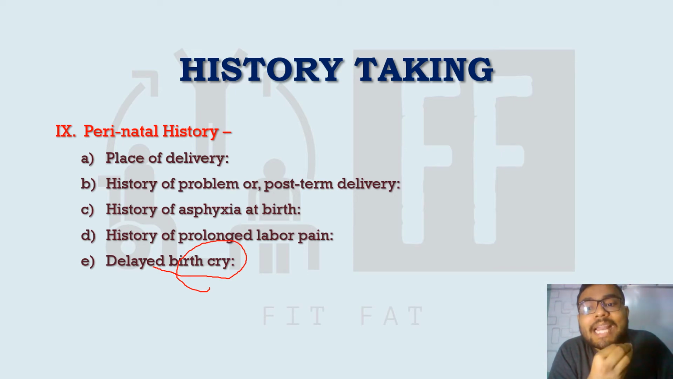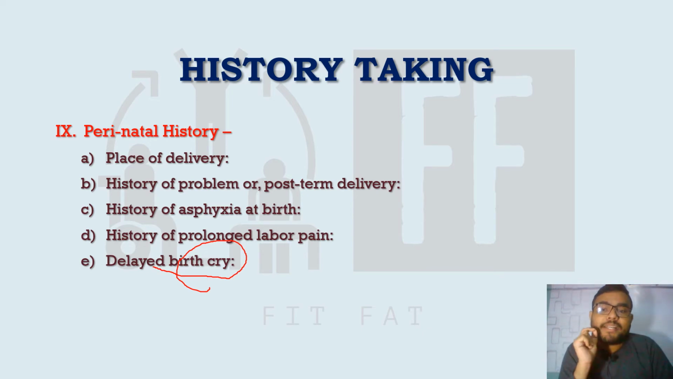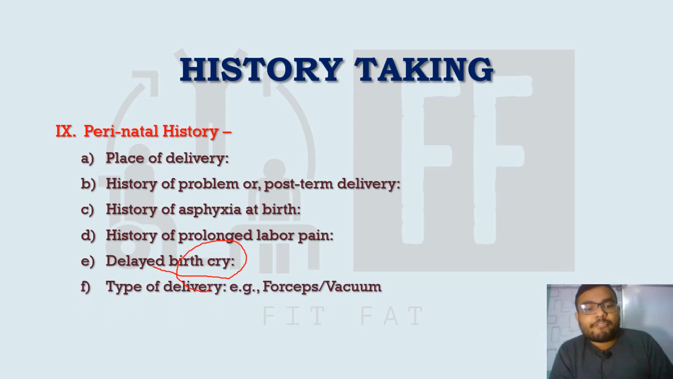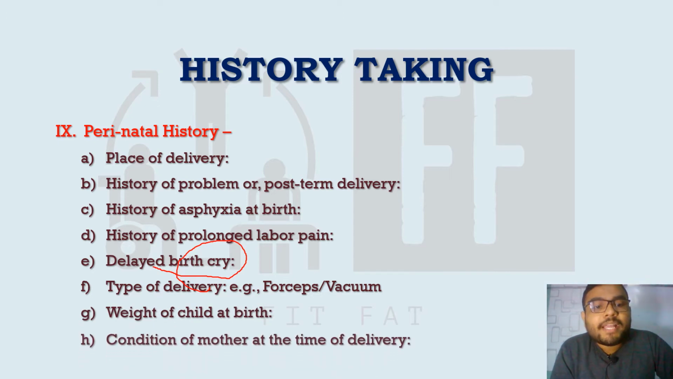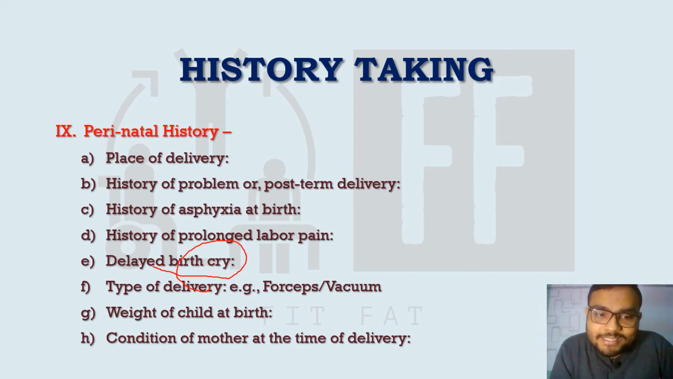But if the baby cries later than the normal time period, then basically the baby's organs are being deprived of oxygen for that period of time. So there may be a developmental delay or disorder due to that, right? Then the type of delivery, either a forceps delivery or a vacuum delivery, right? Then you need to mention the weight of the child at the time of birth. Then you need to mention the condition of the mother at the time of delivery, so if there is any complication or not, or other things, right?